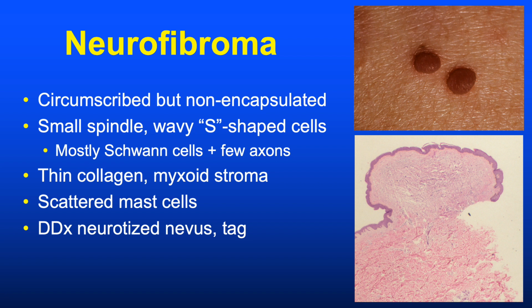Going from the very rare to the very common, neurofibroma is probably the most commonly encountered neural tissue neoplasm. They often are superficial, kind of polypoid papules, and microscopically there is a discrete, circumscribed but non-encapsulated proliferation of small spindle cells. These are mostly Schwann cells, but there can be some axons or neurons admixed. The stroma tends to have thin or delicate collagen and is often slightly myxoid.